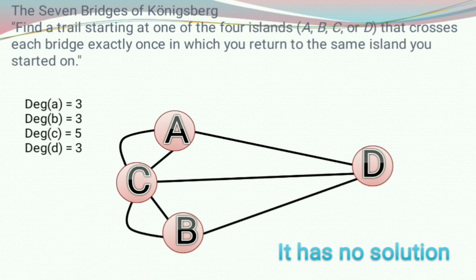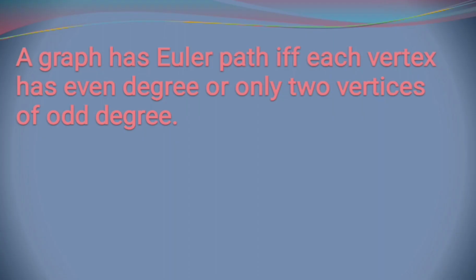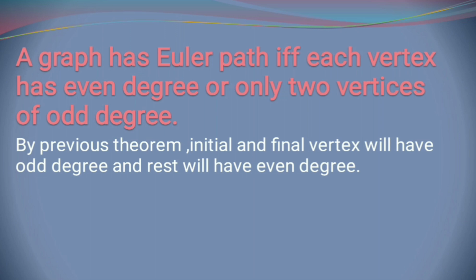Now from that theorem we get another result. The result says a graph has an Euler path if and only if each vertex has even degree, or only two vertices are of odd degree. So you just try to prove this result. If you didn't get it, please let me know in the comment section. I'll make a video on this result. I'll give you a hint: you can take the initial vertex and final vertex having odd degree and the other vertices having even degree. Just try to do this.